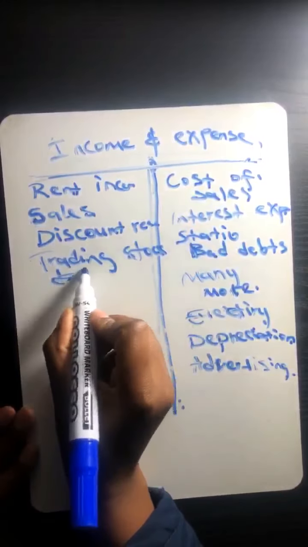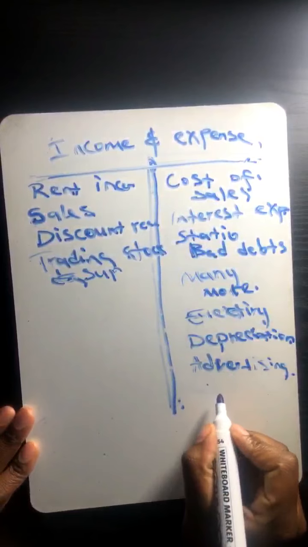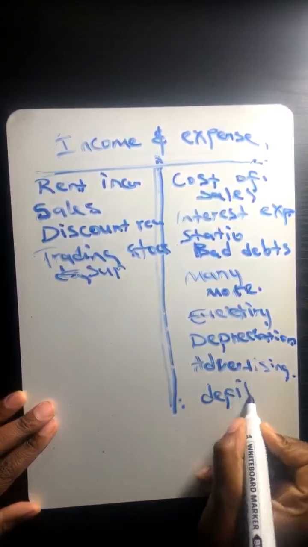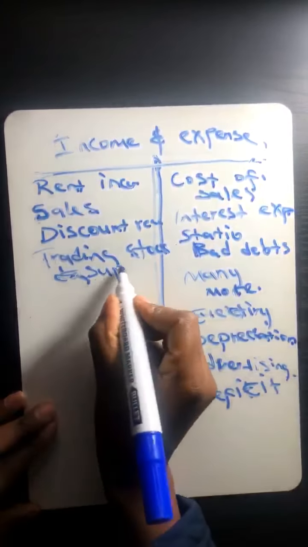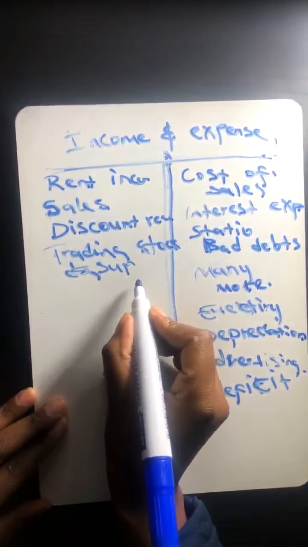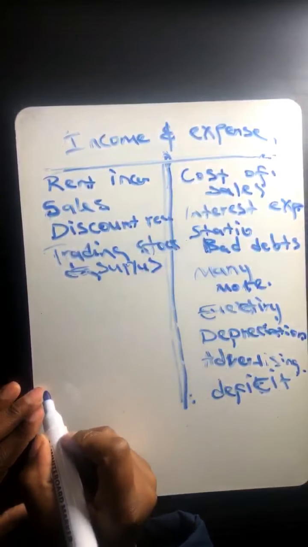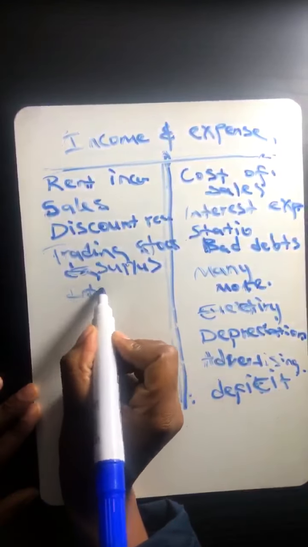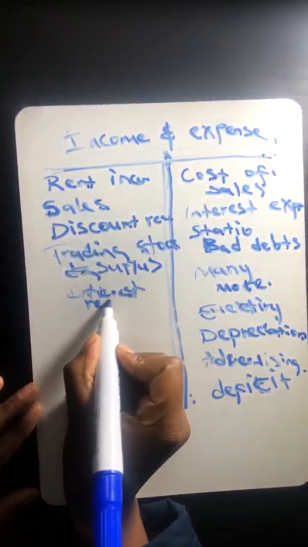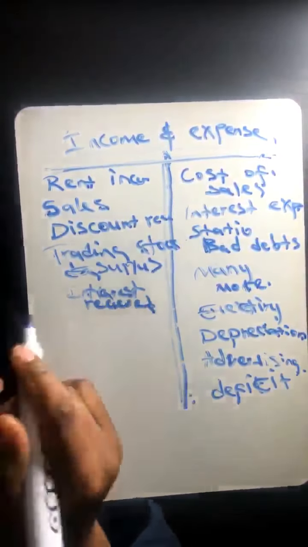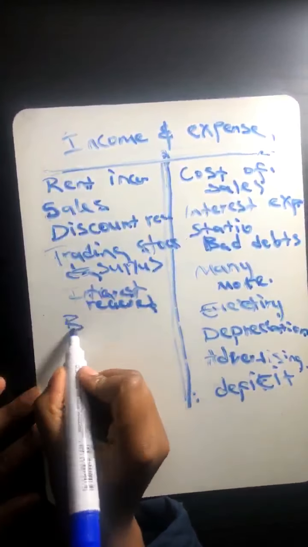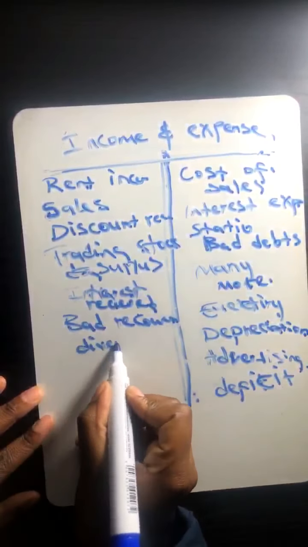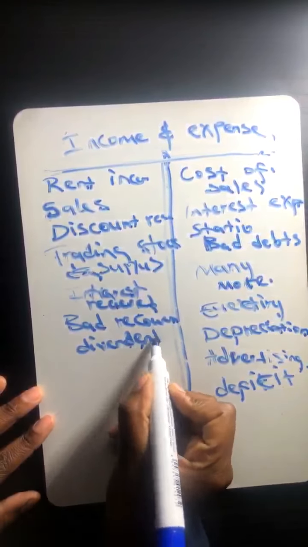No, here it's surplus. The deficit is the expense, guys. Deficit is this side, okay? And then this side is surplus. Interest received. Yes, interest received. You are correct. Also, bad debts recovered. Dividends, yes. Guys, don't mind my handwriting.